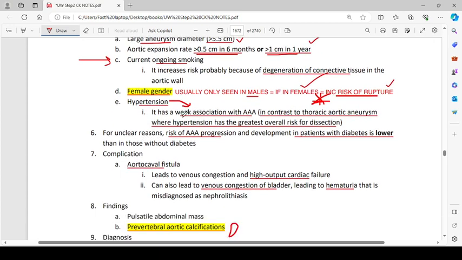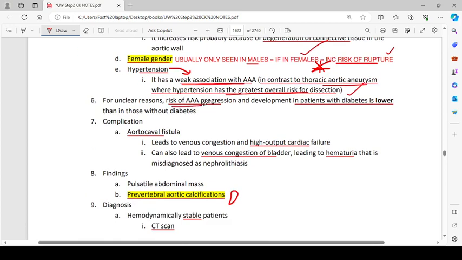Hypertension has a weak association with abdominal aortic aneurysm, in contrast to thoracic aortic aneurysm, where hypertension has the greatest overall risk of dissection. For unclear reasons, the risk of abdominal aortic aneurysm progression and development in patients with diabetes is lower than those without diabetes. So the reasons are not clear, but diabetics are at a favorable position in this point, that if there is an aneurysm in diabetics, it has a slower progression in comparison to people who are not diabetic.